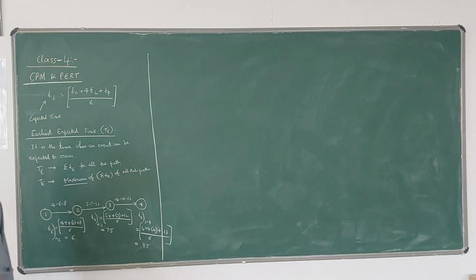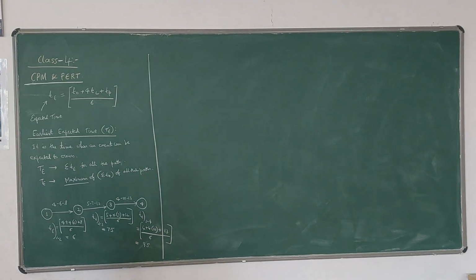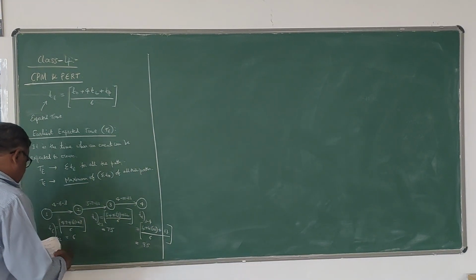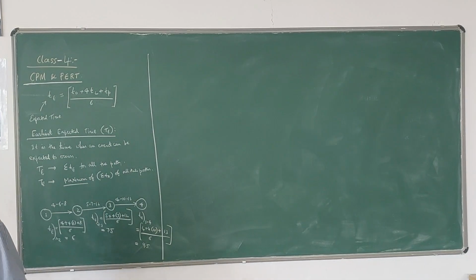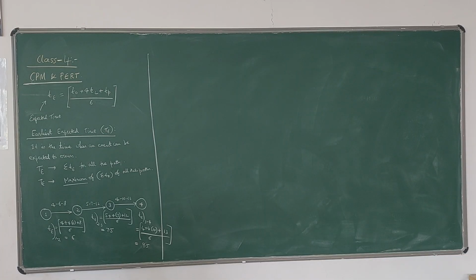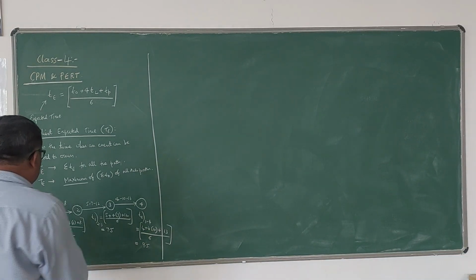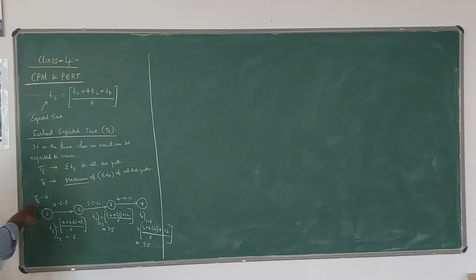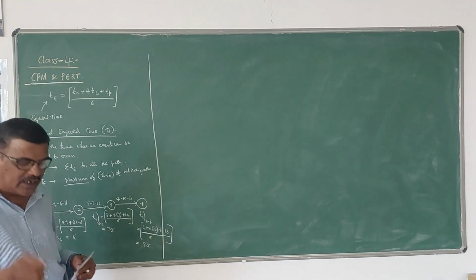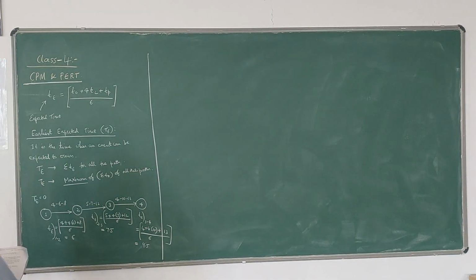Now how to calculate capital TE? So let us see how we can calculate capital TE. The capital T values are written above each circle. Let us take that I am starting the project now. That means your capital T value is 0 for event 1. It is starting, 0 for event 1.